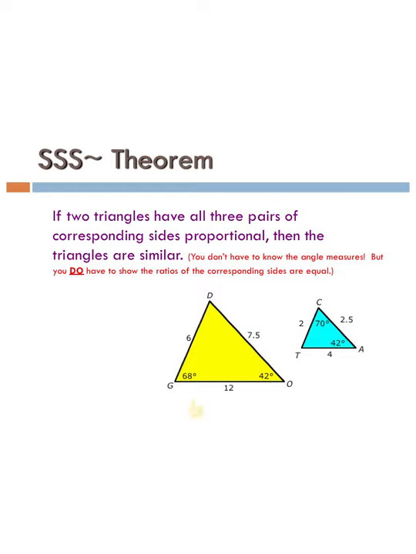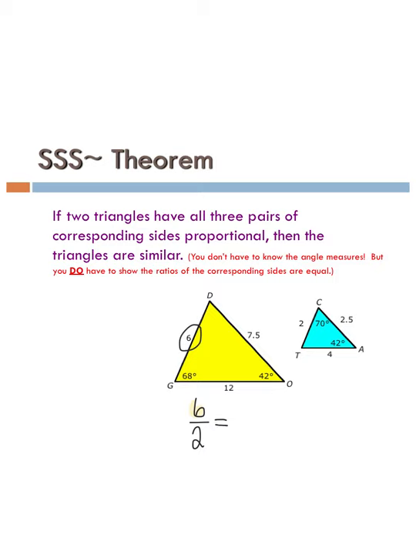So if I choose 6, whoops, I did not want to make that a highlighter, sorry. If I choose 6, how do I know what side it corresponds to of the little blue triangle? Well, I look at 6 and I think, okay, is this the shortest, longest, or medium side of this triangle? 6, 7.5, and 12, it's the shortest. So if I'm going to compare it to anything in the blue triangle, it's going to be to 2, because 2 is the shortest side.